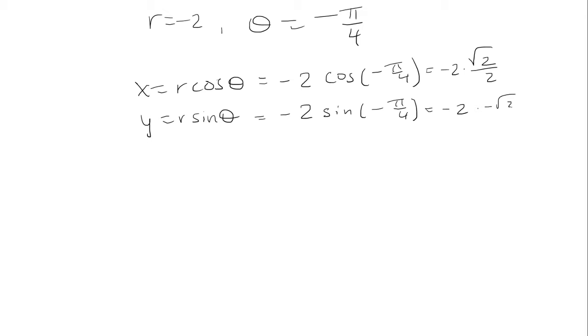which is -√2/2. So for the top, the 2's are going to cancel. We're left with -√2. At the bottom, the negatives are going to cancel, and so are the 2's. So you're left with √2. So the rectangular version of this is -√2, comma √2. Let's go on to the next one.